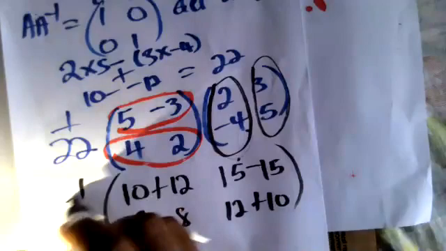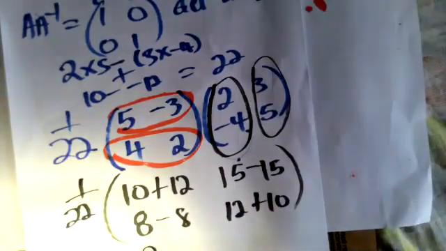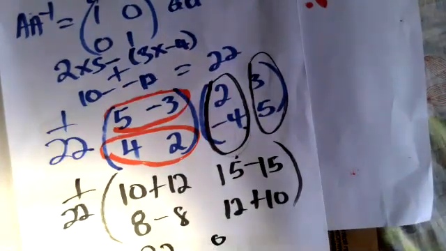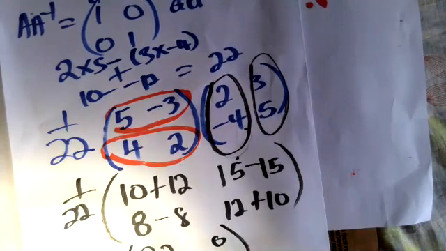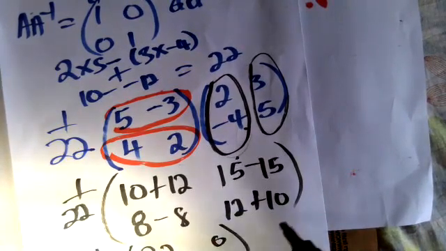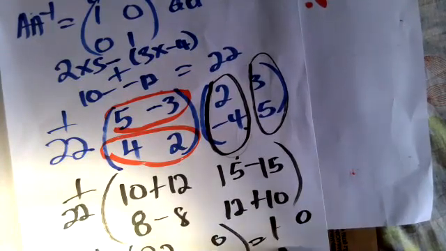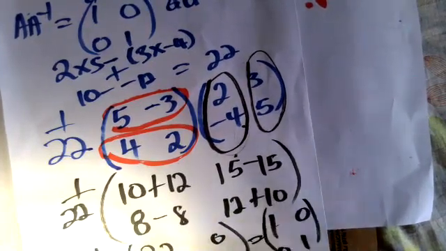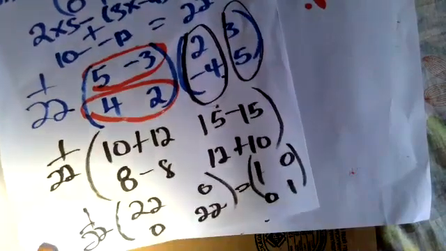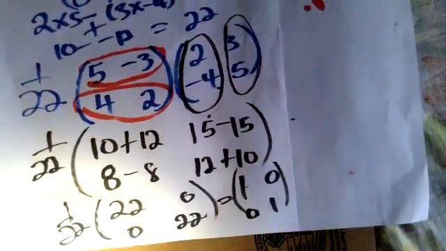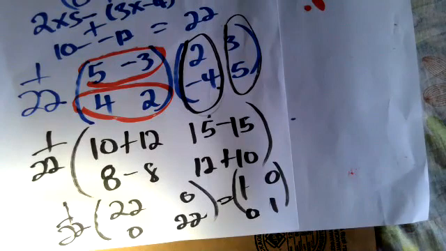So basically, remember this is 1 over 22. So this gives me 22 here, so 0 this, so 0 this, and 22. So I divide by 22, and this gives me 1, 0, 0, 1. Remember, 0 can be divided by a number, but you cannot divide by 0, because 0 is a big fat nothing.